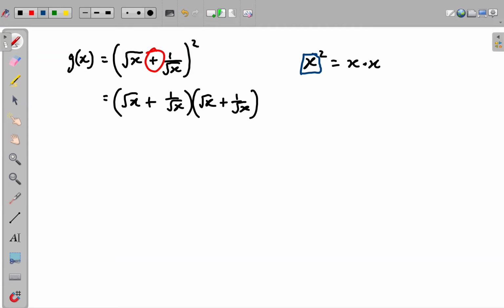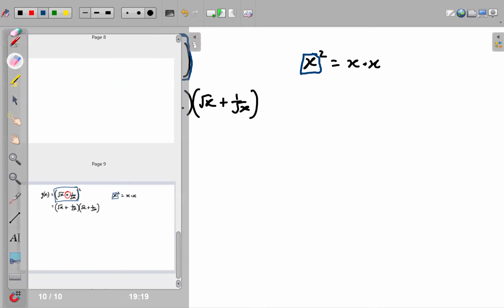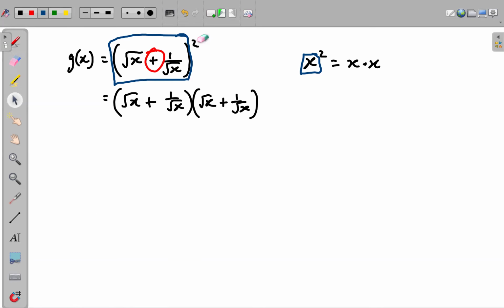And so if I've got the square root of x plus 1 over the square root of x, all squared, it means I should rewrite this thing twice because it's the same thing again. I've multiplied it by itself twice, okay? So that's very important to note. Then again, what we're going to do, we're going to FOIL out, right? And now let me show you something interesting again.